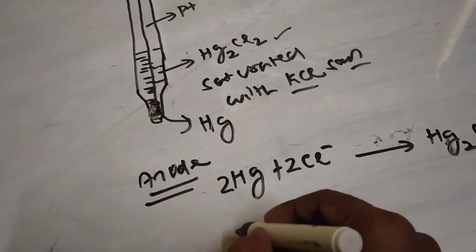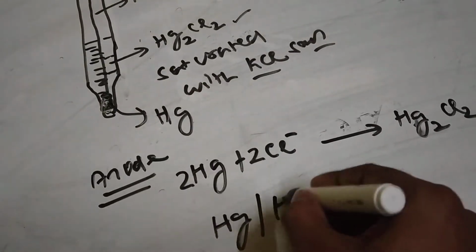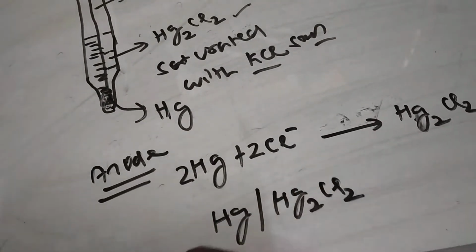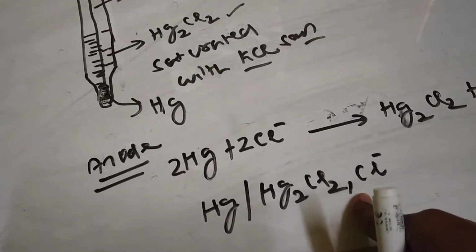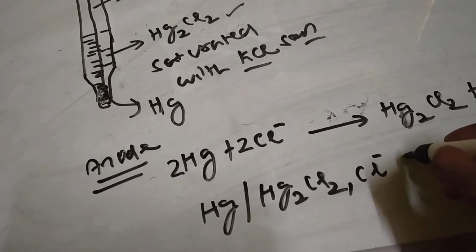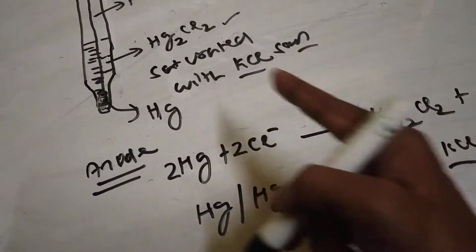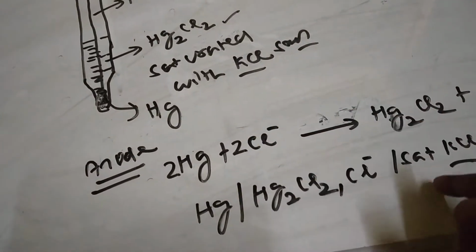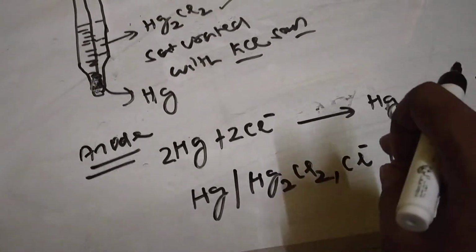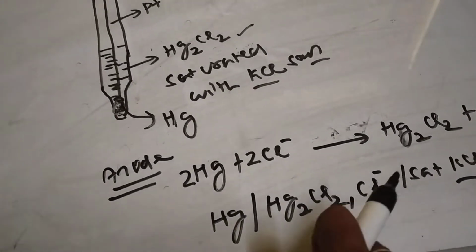If I want to represent it, how can I write? I can write this reaction as mercury is converted to mercurous chloride without changing the oxidation number of Cl minus, and here if you take saturated KCl, then you will write saturated KCl. If you are taking 1N KCl, then you will write 1N KCl. If you are taking 0.1N KCl, then you will write 0.1N KCl. So depending upon the KCl solution, we can represent it. This is the part I have written for the oxidation.